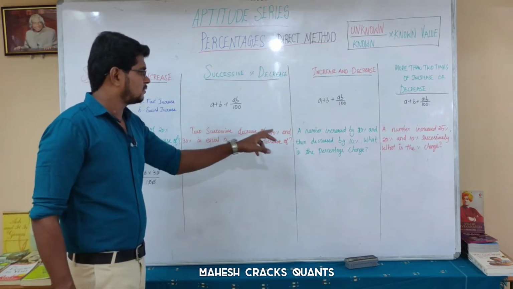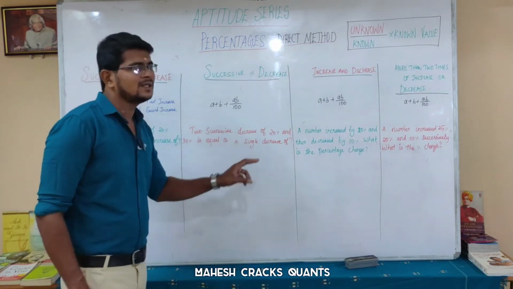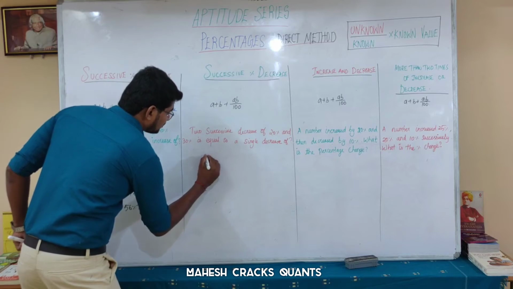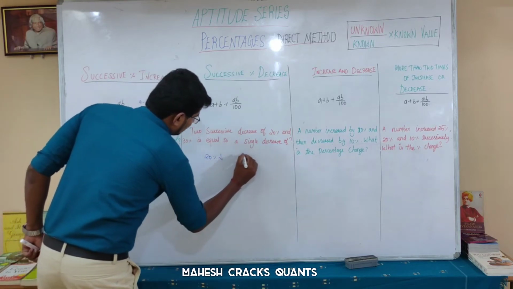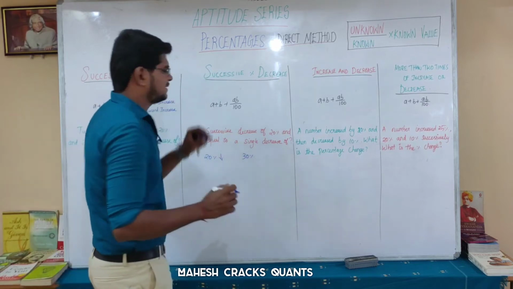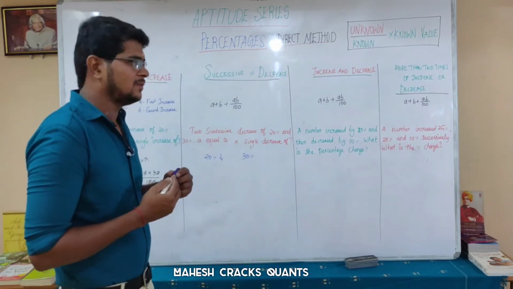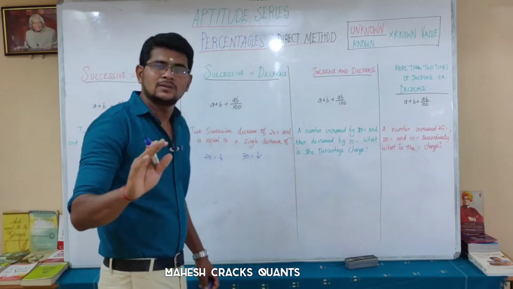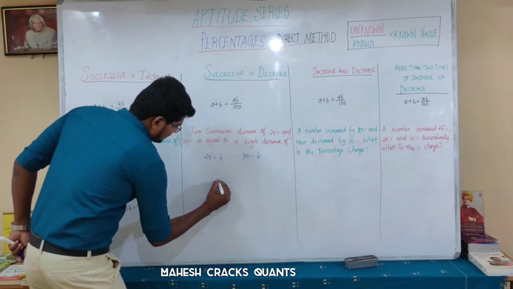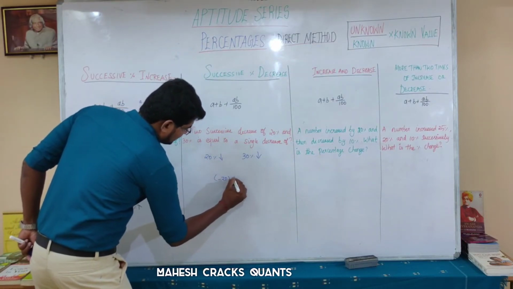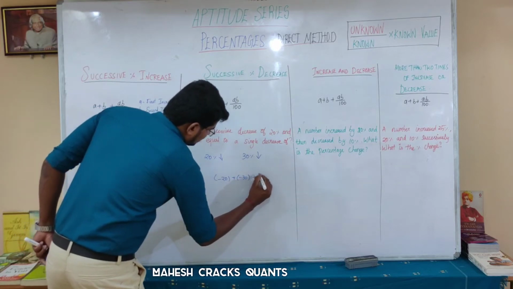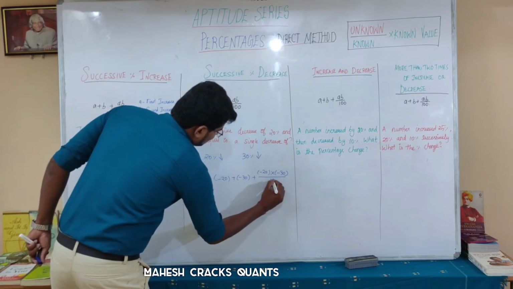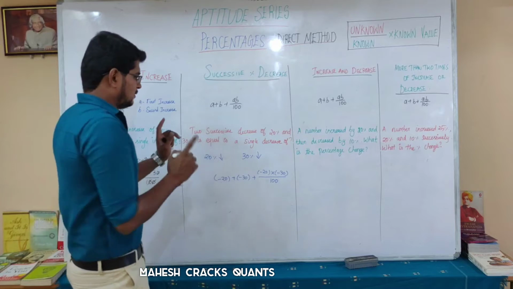Two successive decreases of 20% and 30% is equal to a single decrease of what? Here it is a decrease. The formula is the same. I told you the formula is a plus b plus ab by 100. 20 and 30. Decrease means plus or minus? It's minus, right? So just use it. Instead of a, I am using minus 20. Instead of b, I am using minus 30. Minus 20 into minus 30 divided by 100. That's it. Okay? Clear? Very simple.